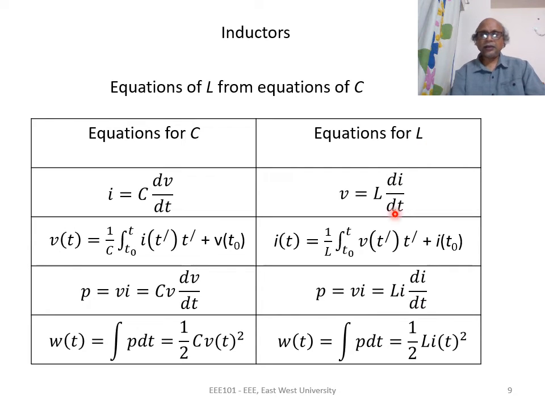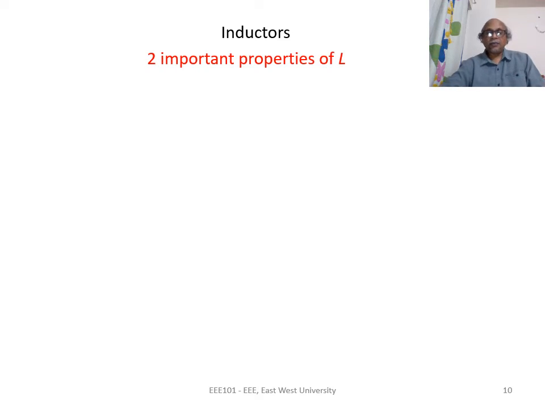The right column are the equations for the inductor, which have been obtained by mapping the corresponding equations of the capacitor given in the left column. The first one is the VI relationship, the second one is the IV relationship, the third one is the power relationship, and the last one is the energy relationship. Okay, we now talk about the two important properties for inductance.